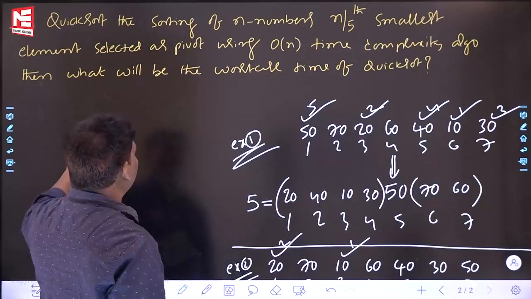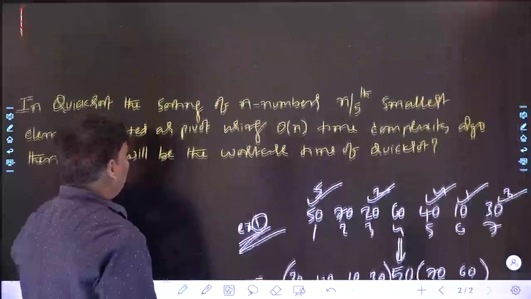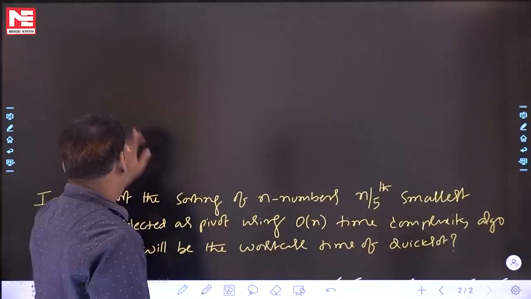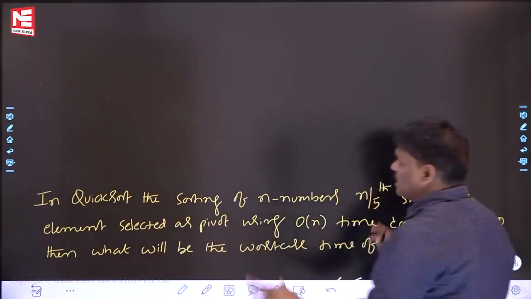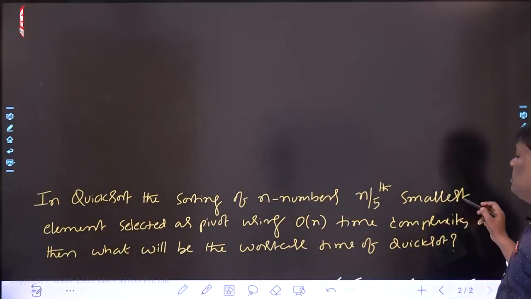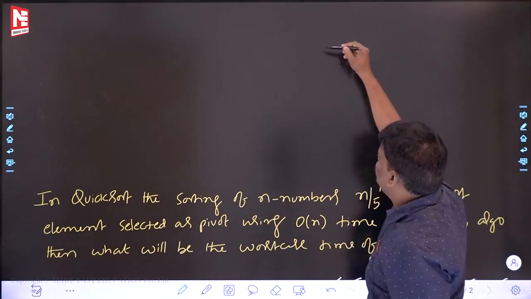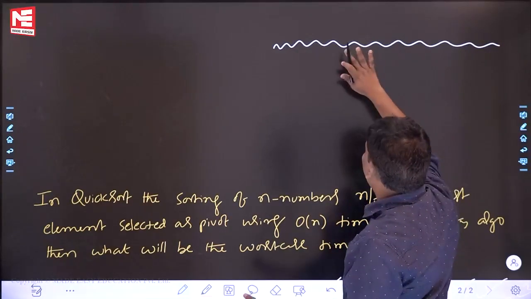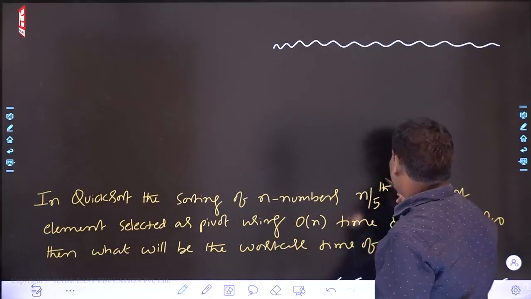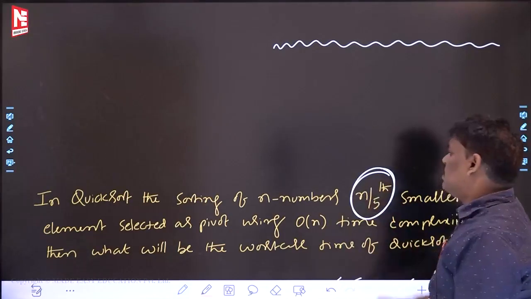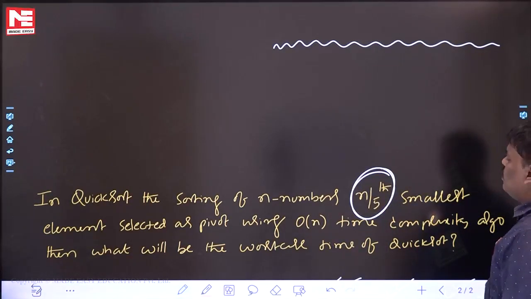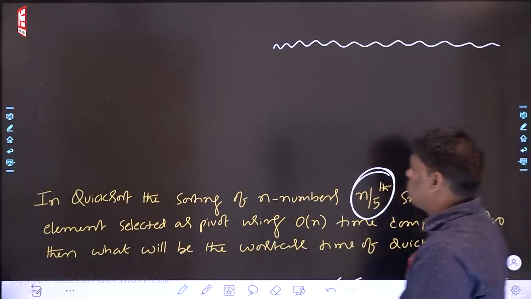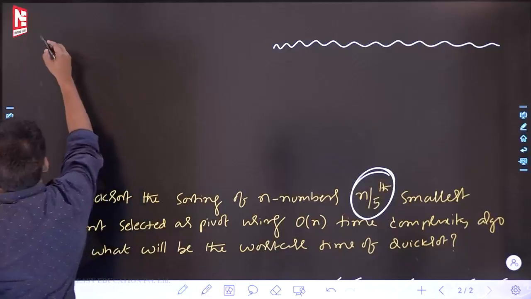Now I am giving the answer. Carefully listen. This is the problem. I am writing the answer above. Is everything clear? The n by fifth smallest element is selected as a pivot. Roughly, it is the array. Can you help me now? In this array, which element is taken as pivot? The n by fifth smallest element is taken as pivot. If you are comfortable, now see the answer, interesting answer.